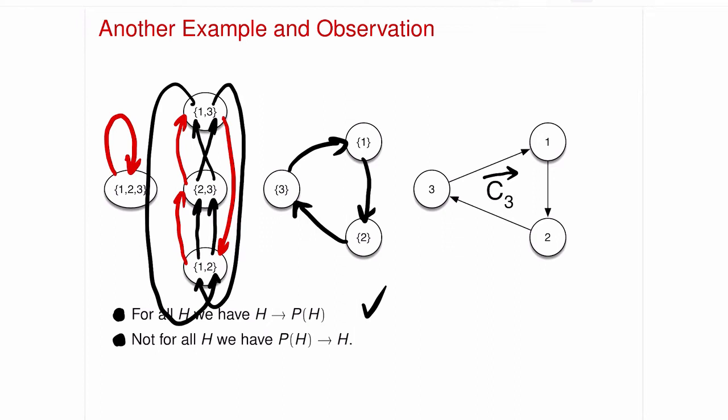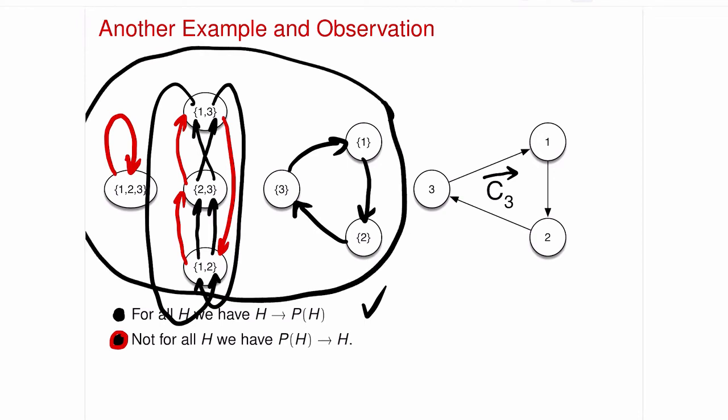And this is precisely the proof why not for all H we have P of H to H, because there is no loop in C3, but we have a loop in P of H. So there is no homomorphism from P of H to C3. From P of C3 to C3 there is no homomorphism.